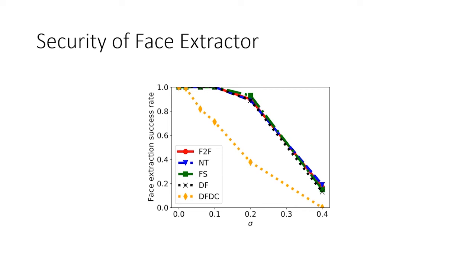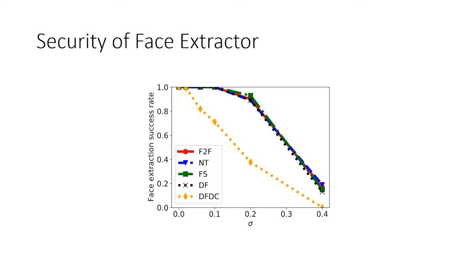Recall that each of our datasets includes face images obtained from deepfake videos. We added random Gaussian noise with mean 0 and standard deviation sigma to each of the 3 RGB channels of each pixel in an image frame. Then we use the dlib package to extract the face region in the noisy image frame. We define the face extraction success rate as the fraction of the face image frames in the dataset for which dlib successfully extracts the face region.